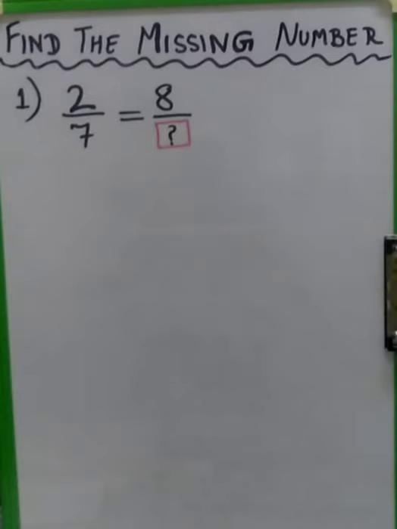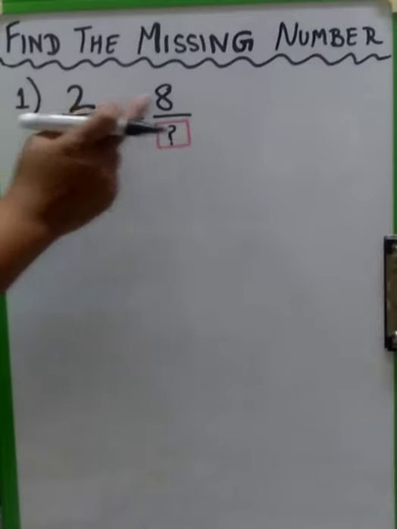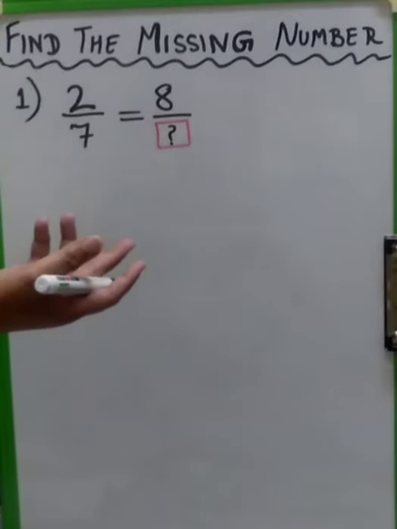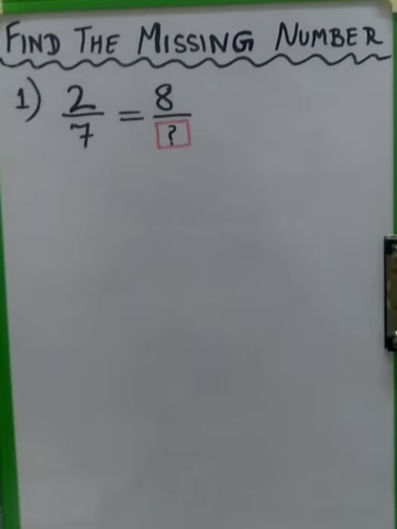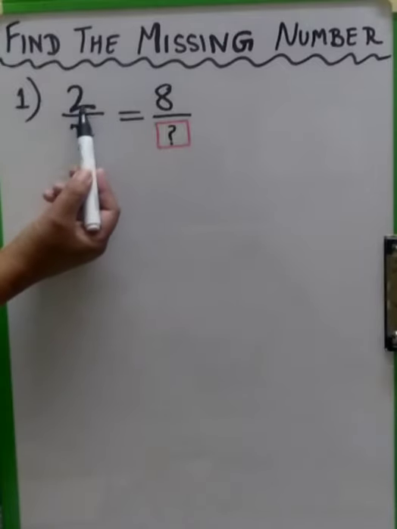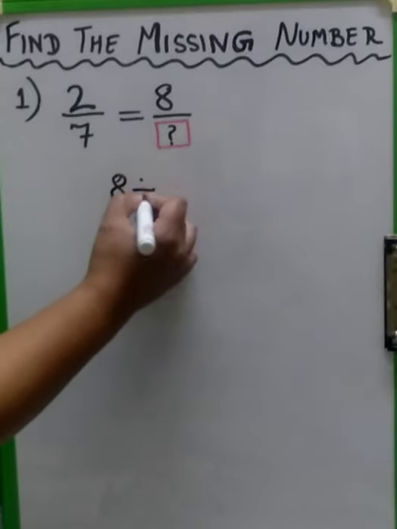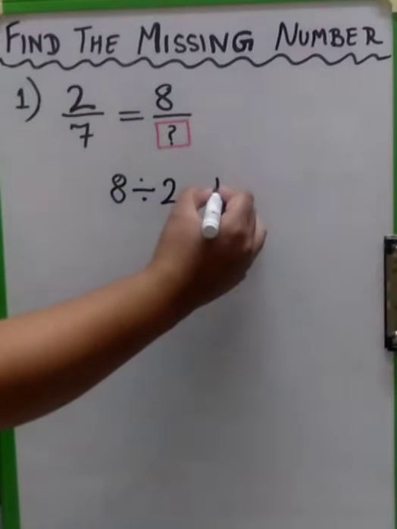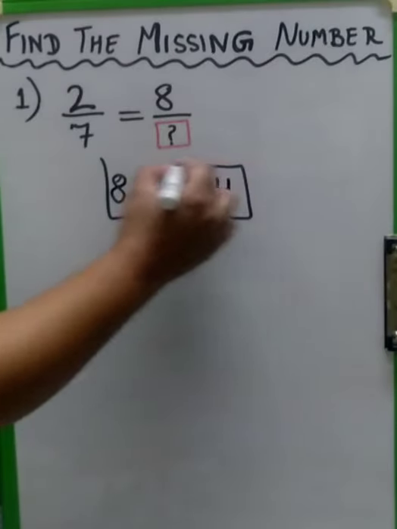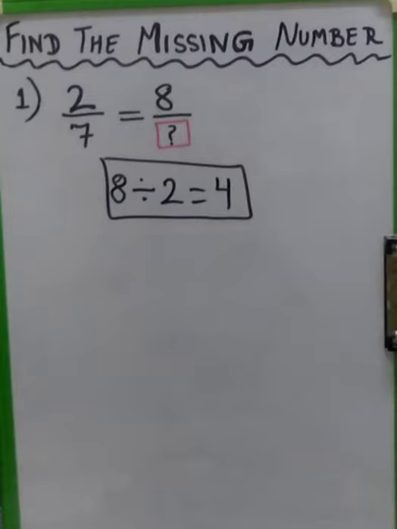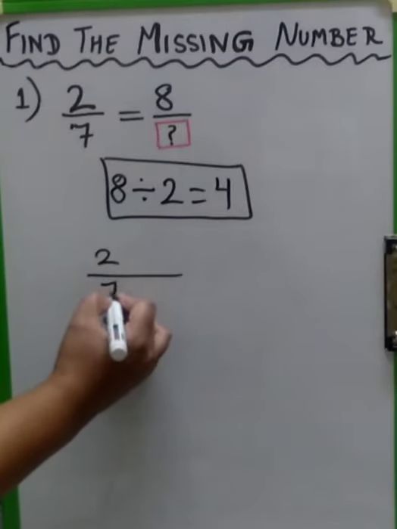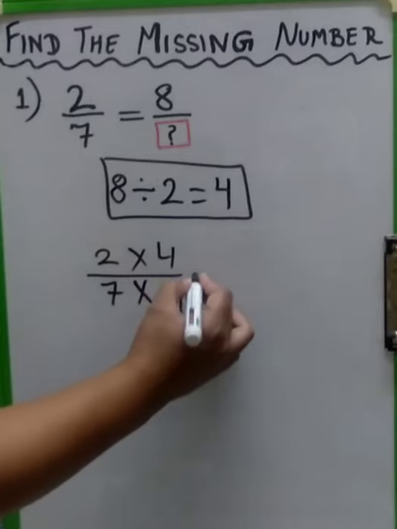So here you can see the denominator of the fraction we need to find out is the bigger one, means 2 and 8. How can 8 become from 2? We need to multiply 2 by some number. So how can we find out by which number we should multiply 2 to get 8? Here we can divide 8 by 2 and we will get 4. So it means the number by which we need to multiply is 4. So we will multiply both numerator and denominator by 4.